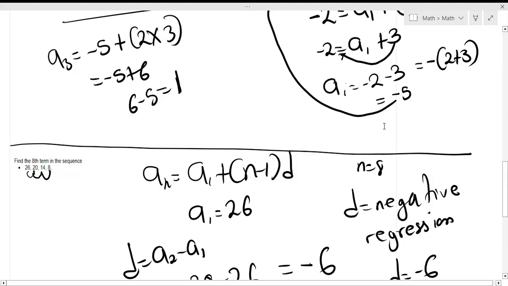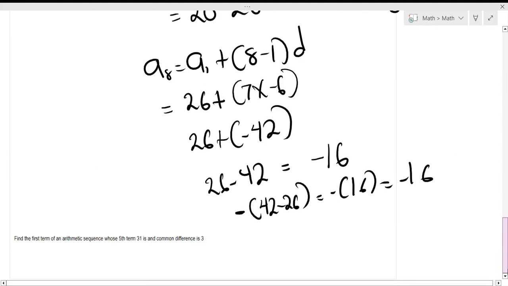But we can also decide to continue. Let me just check. 8 minus 6 will be 2. 2 minus 6 will be minus 4. Minus 4 minus 6 will be minus 10. Minus 10 minus 6 will be minus 16. So you can see as we moved towards the right, the numbers became negative. That's our eighth term.